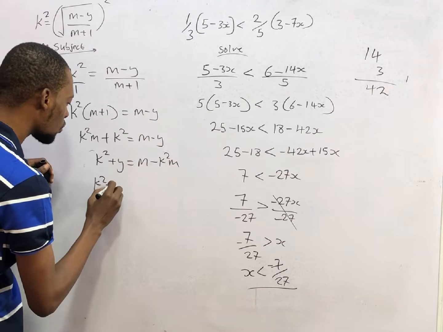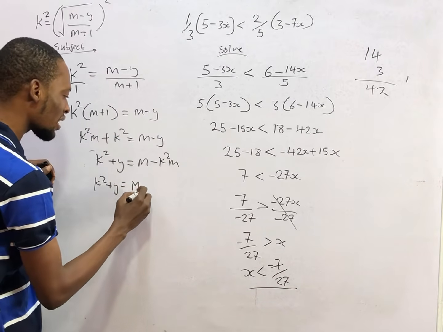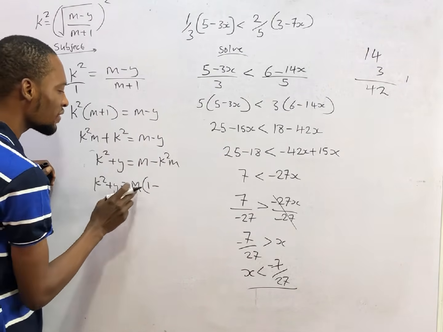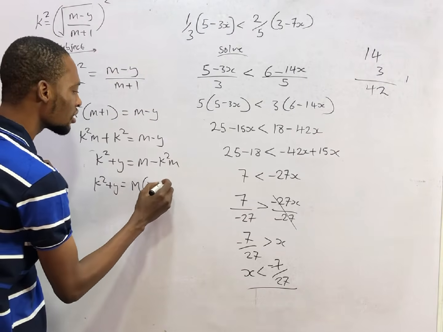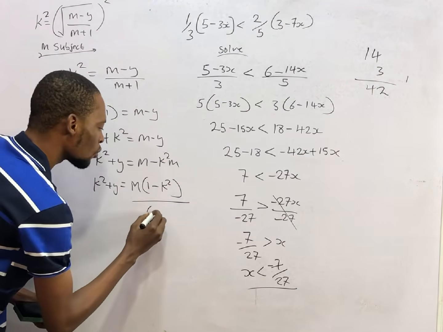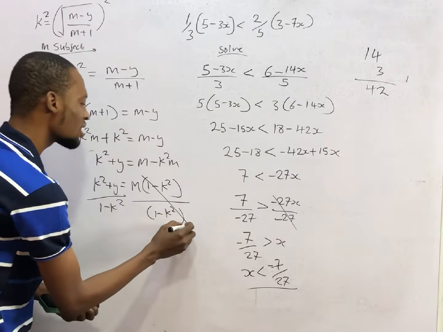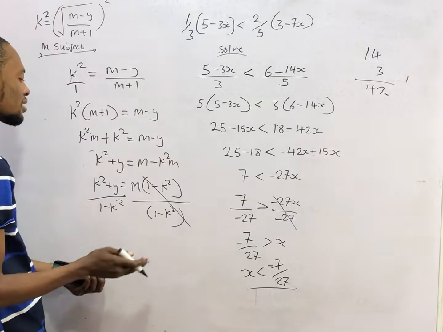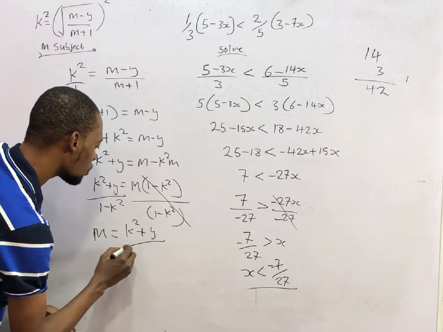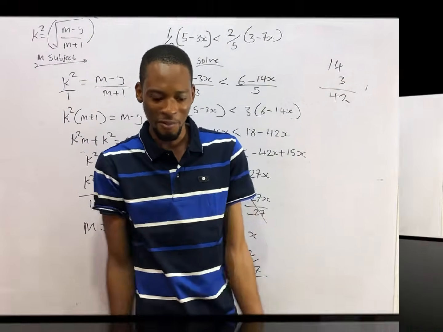So k squared plus y is equal to, there is m here, there is m here. We factorize. If we bring out one m, m divided by m is 1. Here is 1 minus k squared m divided by m; m already removes m. We are left with k squared. So how do we get only m? We divide here by 1 minus k squared, and we divide here by 1 minus k squared. 1 minus k squared divided by 1 minus k squared, m remains. So m is equal to (k squared plus y) over (1 minus k squared). We've successfully made m the subject of the formula.